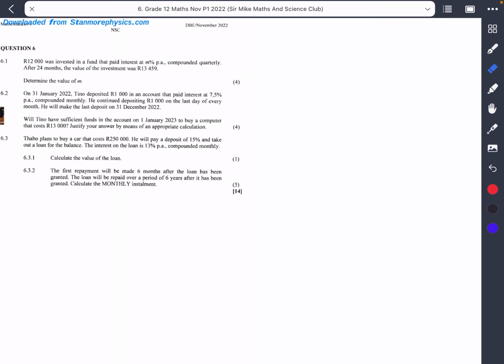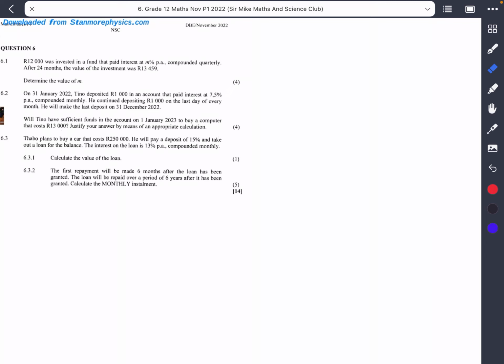So for 6.2, they say that on 31st January 2022, Tino deposited 1,000 in an account that paid interest at 7.5% per annum compounded monthly. He continued depositing 1,000 on the last day of every month. He will make the last deposit on the 31st December of 2022. So immediately we would note that this is actually an annuity. How would we know that? Remember that they say that Tino is making monthly installments of 1,000 rand. If at the end of every month Tino is making 1,000 rand, we know that this is an annuity.